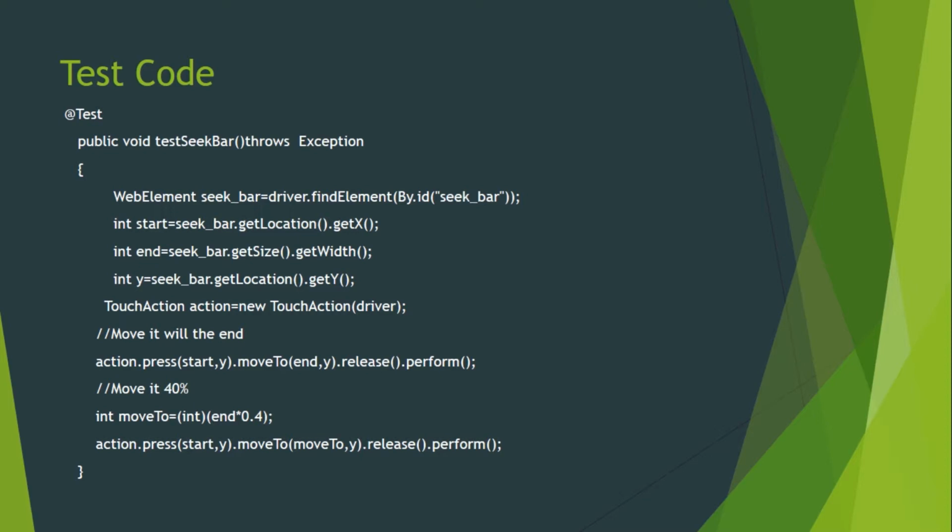This is the test case which you need to understand. So then we have to do action dot press start comma y. So start comma y coordinate, start is the x coordinate, y is the vertical length. That will give the first point where we are pressing. The second point is the end point. The end point is nothing but what we get after completing the width, and then vertically y. So let me show you, go back.